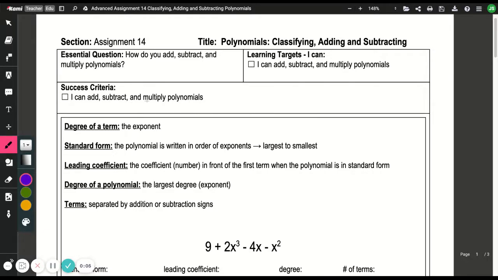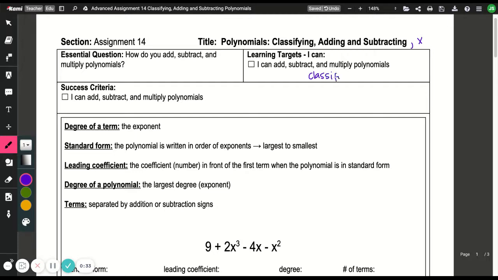This is assignment 14. We're going to move into working with polynomials, and we're going to start this week by classifying, adding, subtracting. Ooh, I also have multiplying in here too. I decided we're going to cram all of the notes in one day, and then on that last day, we'll just do practice in class. So we're going to add, subtract, multiply, and classify polynomials.